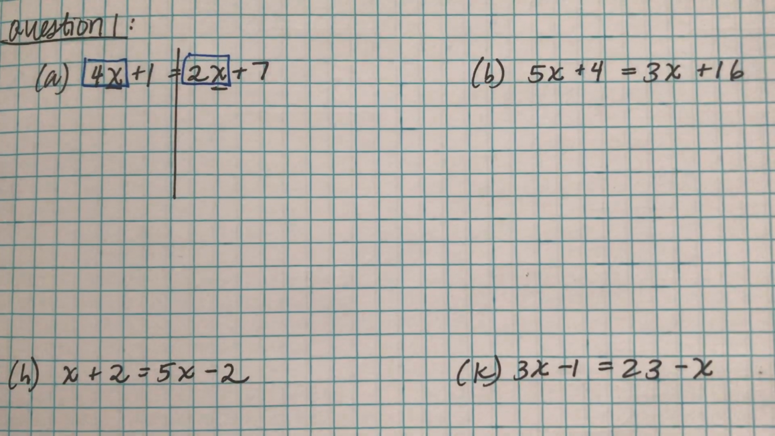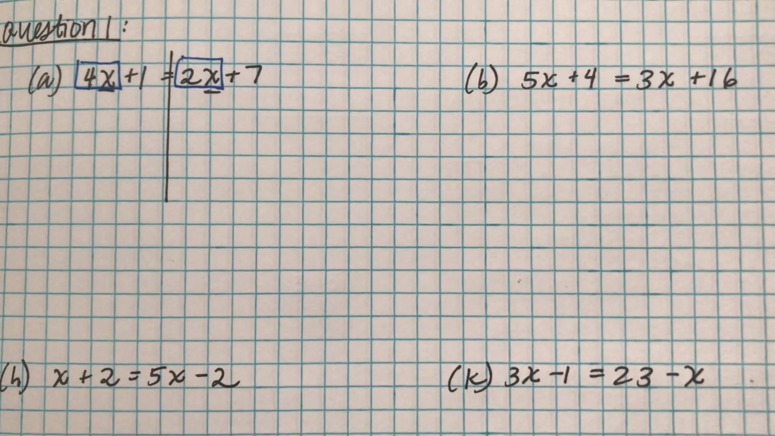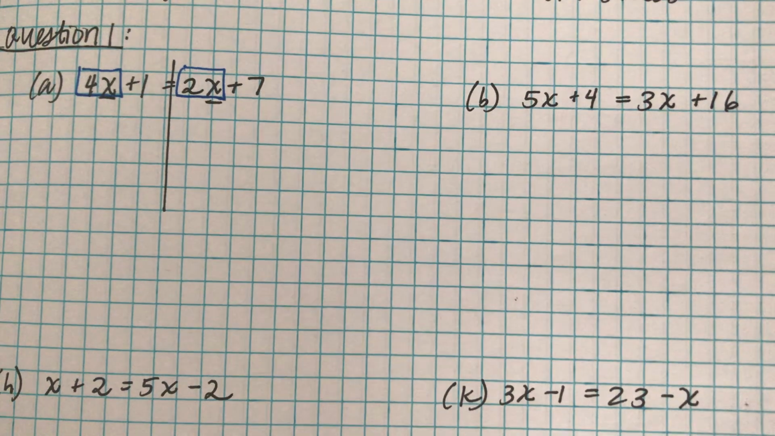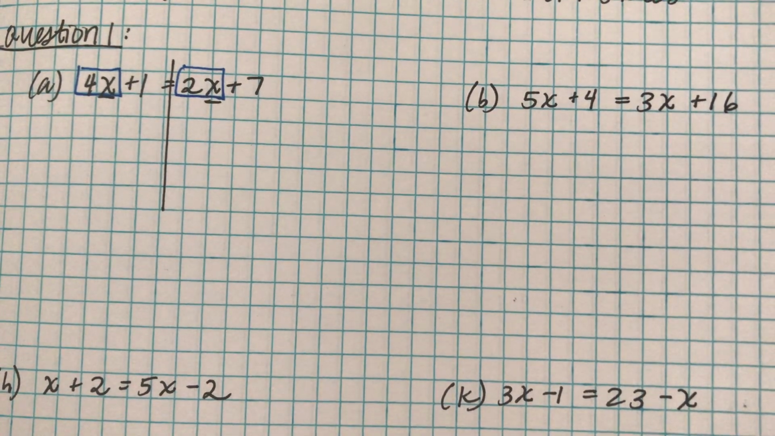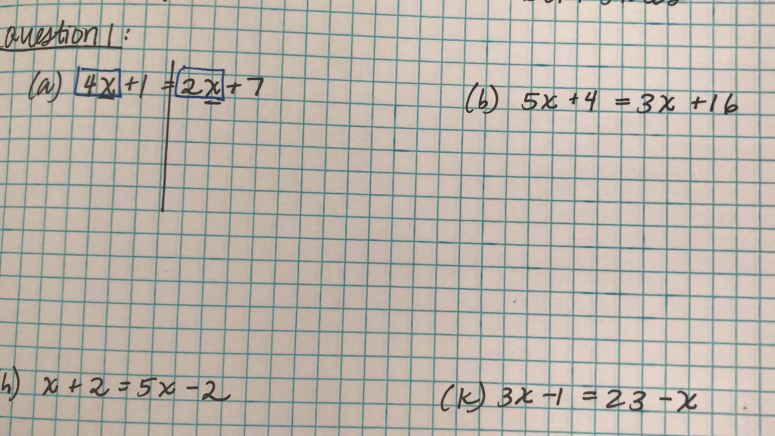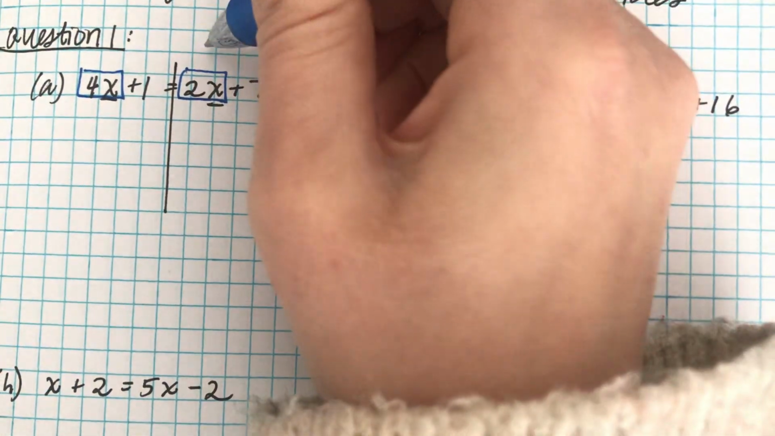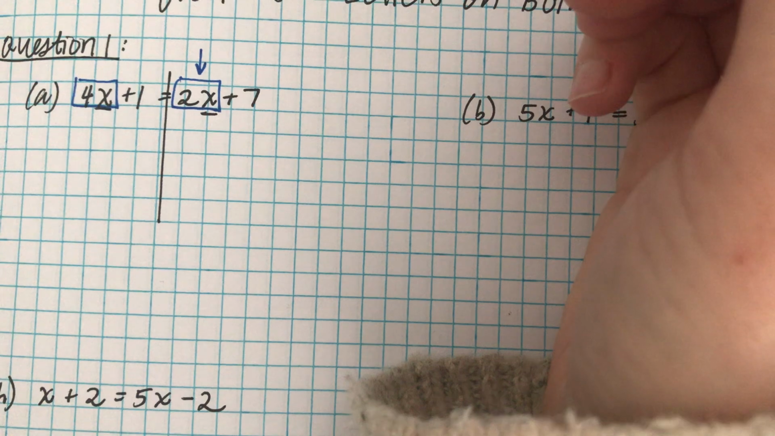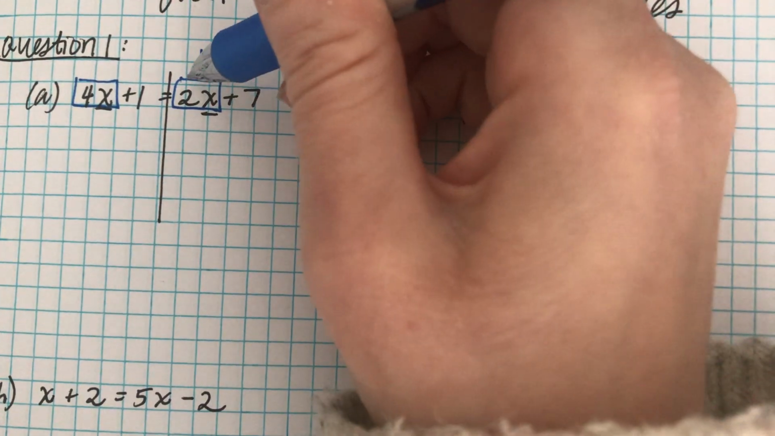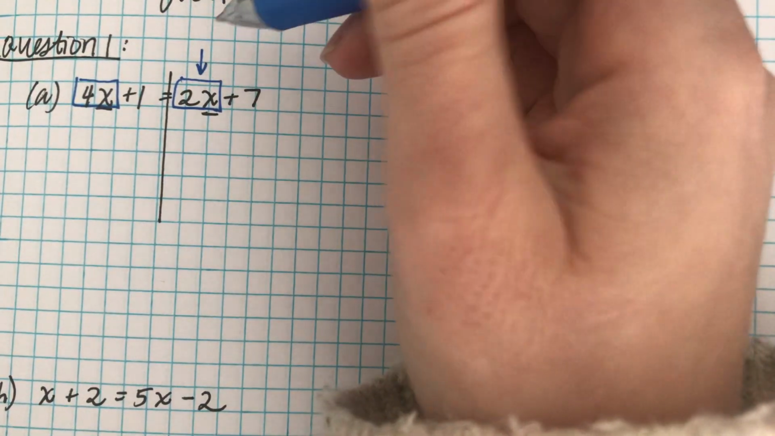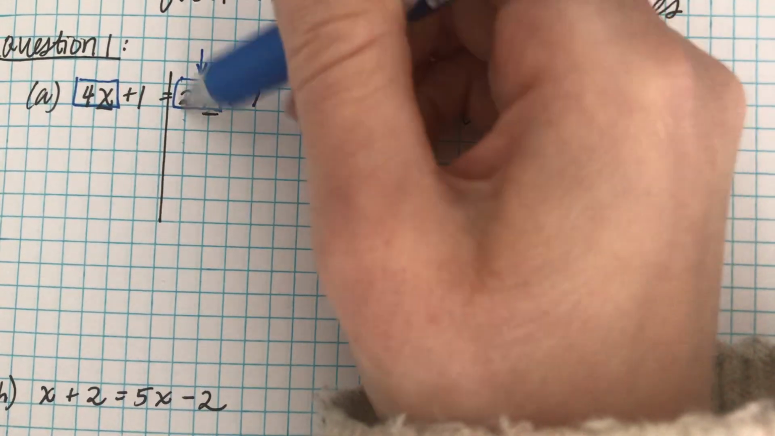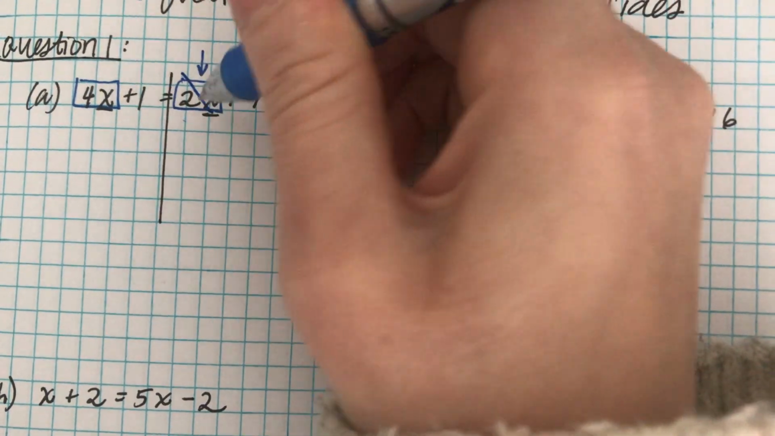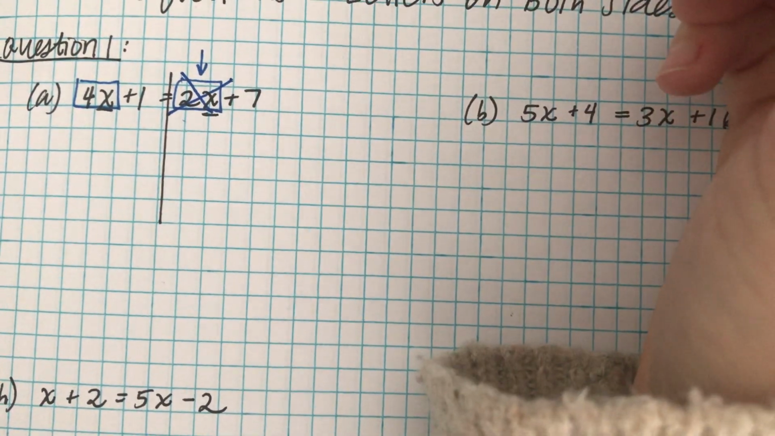So I want to think about which side has more x's, and then I'm going to take away the same number of x's from both sides so that one of those x's will cancel out. Since this side has the smaller number of x's, I'm going to take away that number of x's from the right hand side. So I want to get rid of the x's on this side because there's less x's, so I'm going to take away that value of x. I'm going to take away 2x from this side so that it's gone.